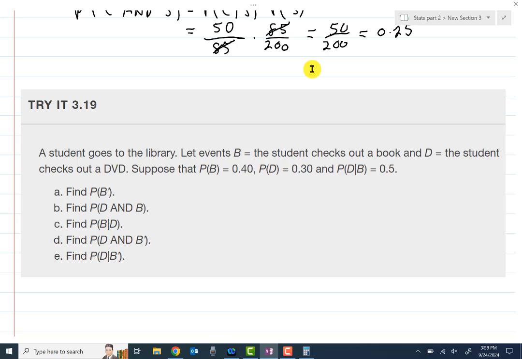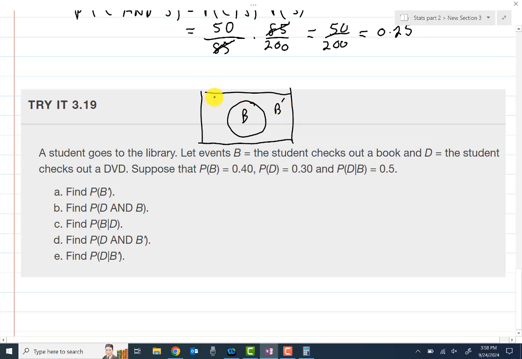Now this happens to have another formula for us. Check this out. Notice that if I have a set, let's call it B, let's put it inside of here. You recall B prime is the shaded region outside of B. So together they completely form the whole set. So what we had then is B or B prime equals the whole sample space.